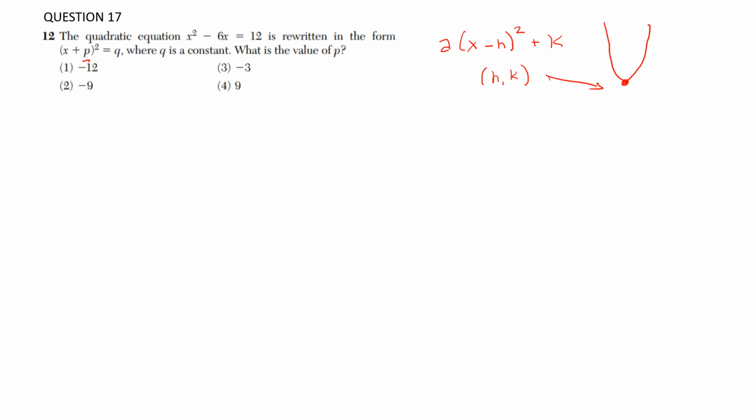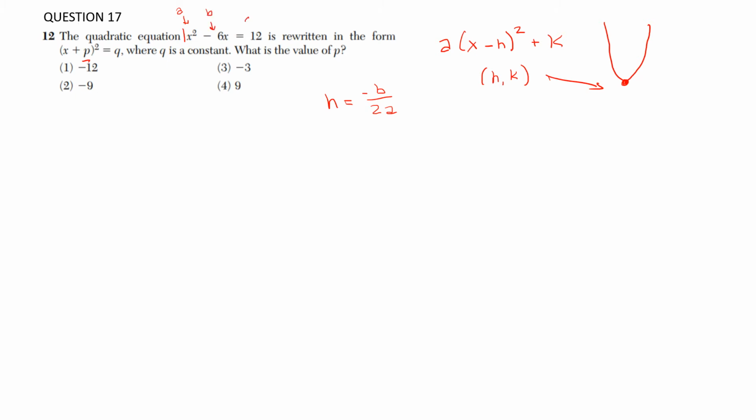So to calculate h, it's defined as negative b over 2a. So let's try to find the coefficients from the original quadratic right here. This first term is a 1 here, right? So that would be our a. This negative 6, pay attention to the signs, that would be our b.